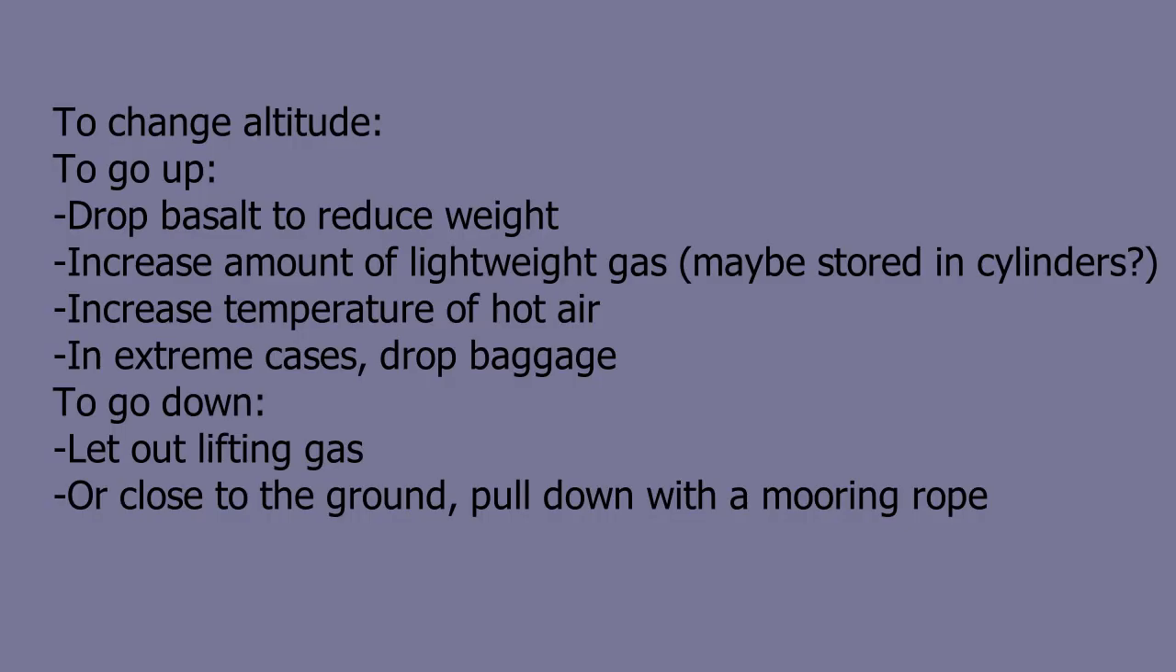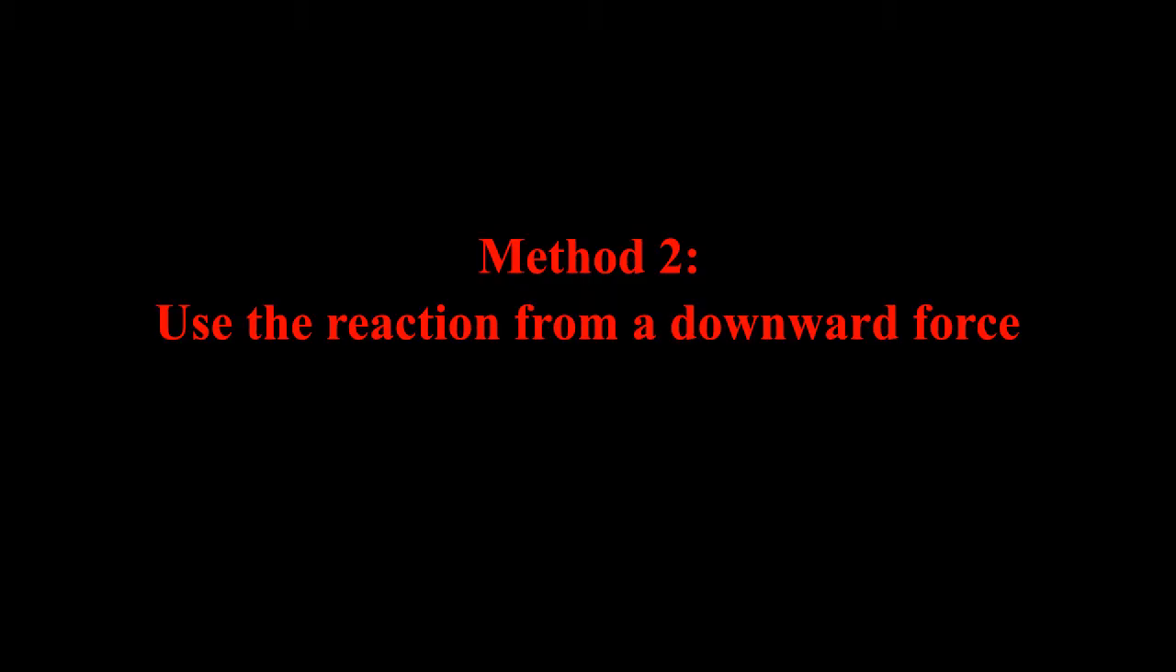You can change altitude on this type of vehicle by changing the overall density of your vehicle. So you can reduce the amount of your lightweight gas, as in release it, to lose altitude, or you could drop something heavy like bags of salt that you carried on board in order to gain altitude. The second method is to direct air downwards or create a force downwards so that you can use the reaction from it to move up.